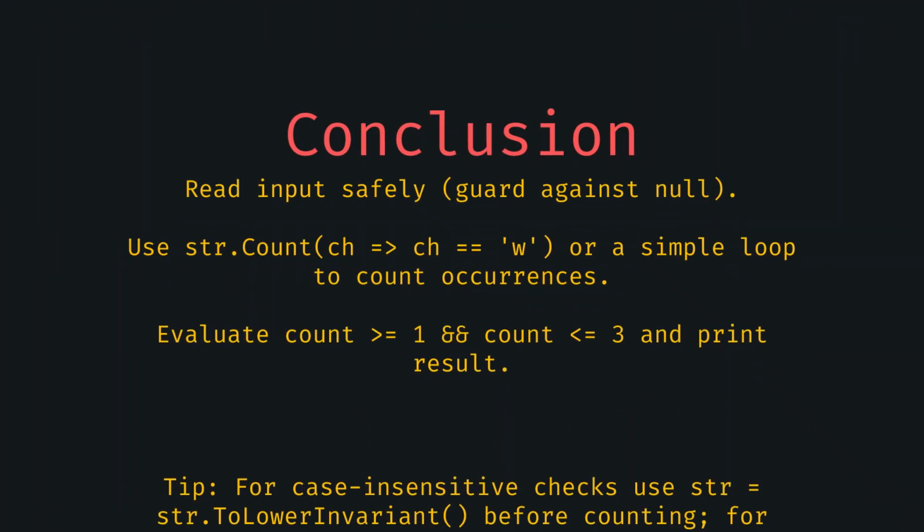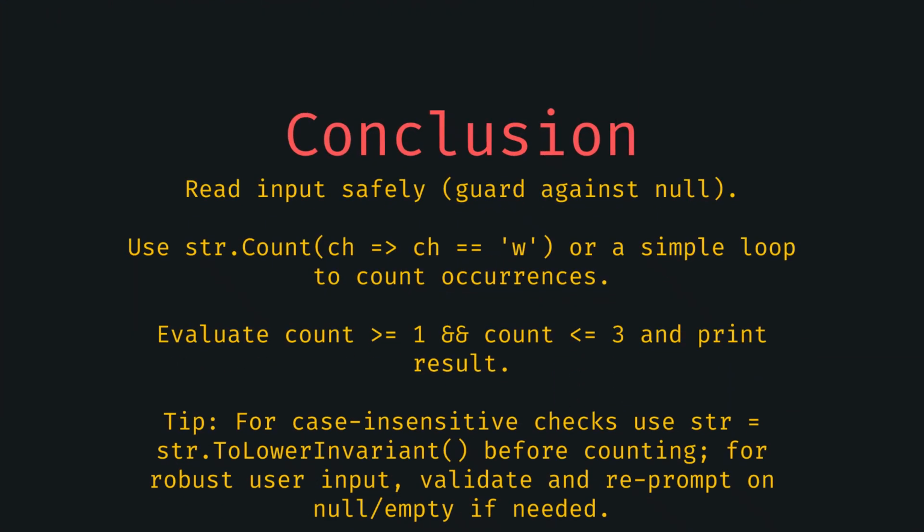That wraps it up. A concise, robust solution. The key takeaways are safe input handling, a single pass count, and a simple inclusive range check. If you want, I can produce a version that reads multiple lines, treats uppercase W the same, or exposes the logic as a reusable function with unit tests. Which would you like next?